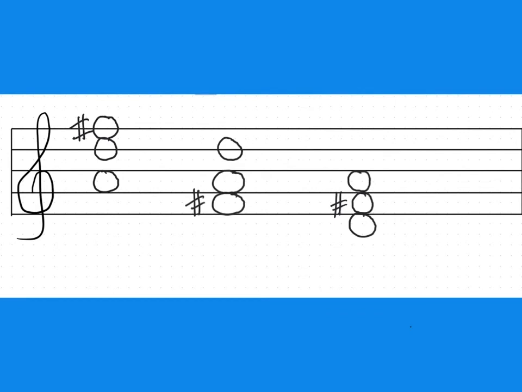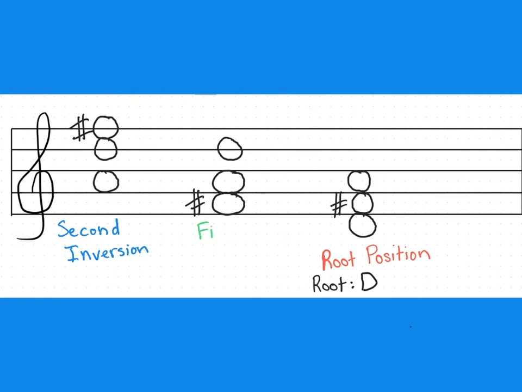And we have arrived at root position. So we have our thirds and they're all spaces now. We're happy. So that tells us that the root of our chord is D. It also tells us that we started in second inversion because it took moving two notes to get back to root position. So that means that this intermediate one was first inversion.